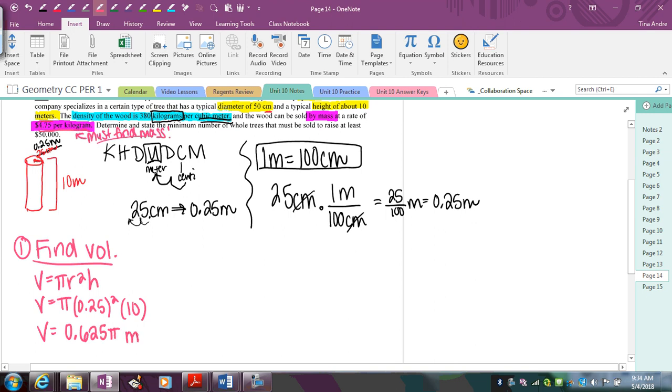Keeping your units is going to be very important here. So this is in cubic meters. So there's my volume.